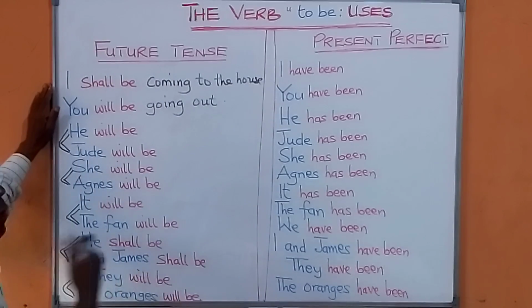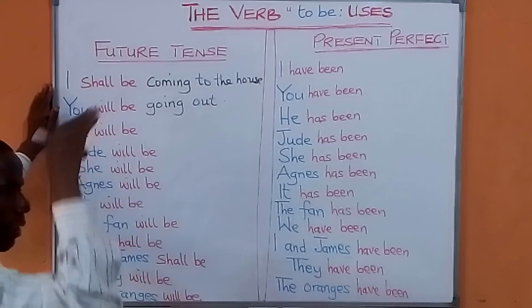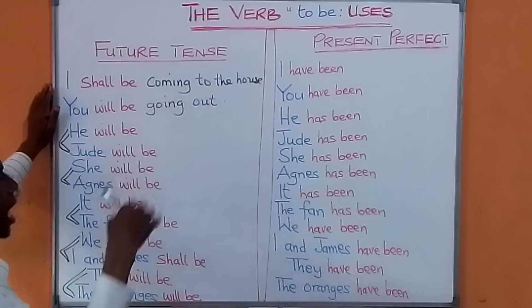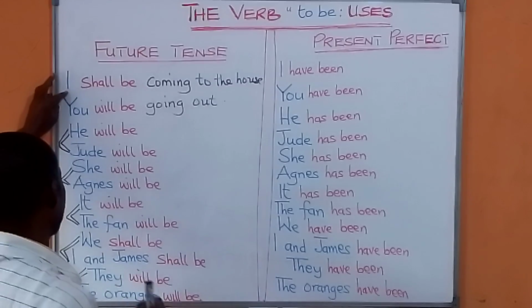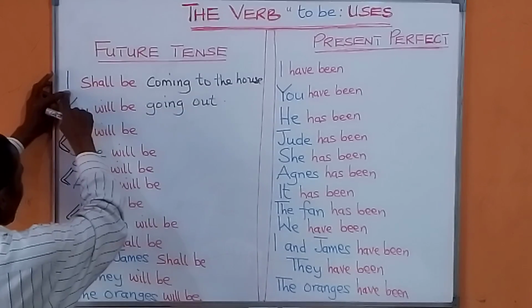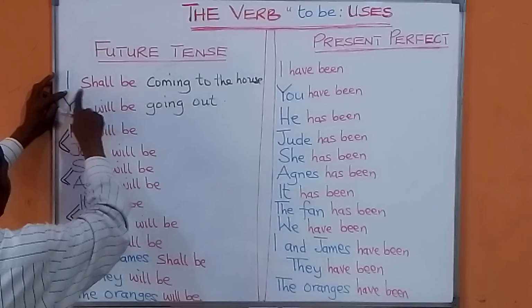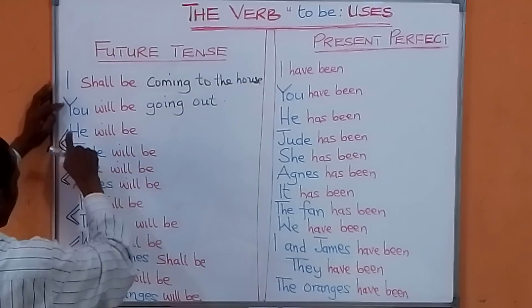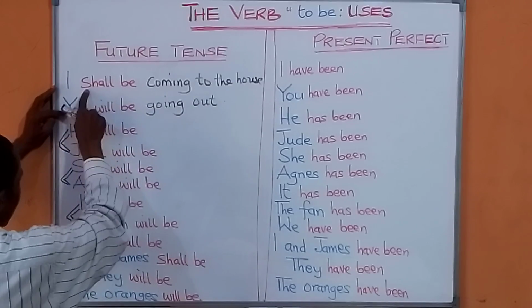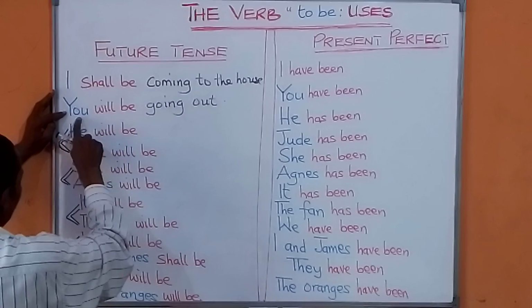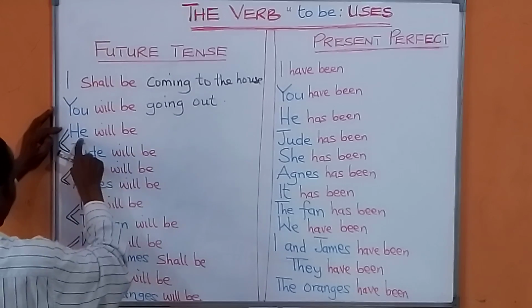Things that are coming or things that will come, things that are in the future. How do you start? Look at that. You start as, remember, the subject, the verb, and you continue. I shall be. You will be.